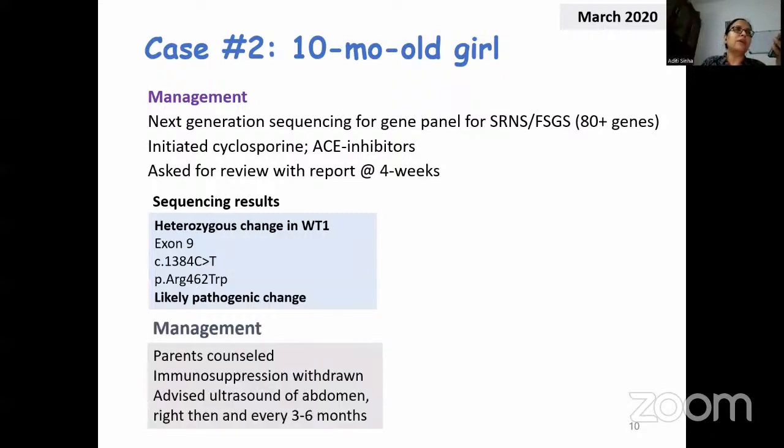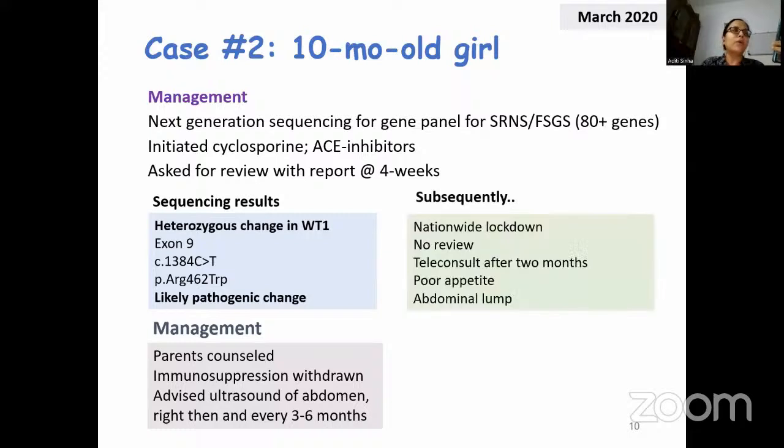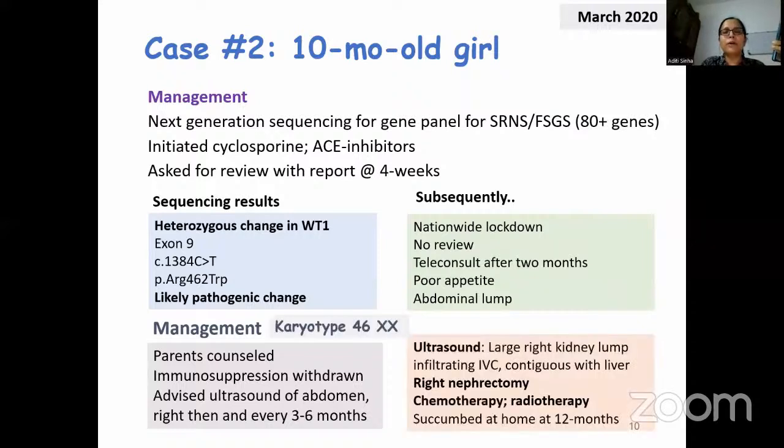So we therefore advised parents to withdraw immunosuppression, counsel them about the risks of kidney failure as also the risks of Wilms tumor, and ask them to follow up quickly with an ultrasound and also periodic ultrasounds in the next 2 years of follow-up. However, because of the pandemic and ensuing lockdown, an ultrasound could not be performed until much later, when the child was fairly poorly symptomatic with a large Wilms tumor.